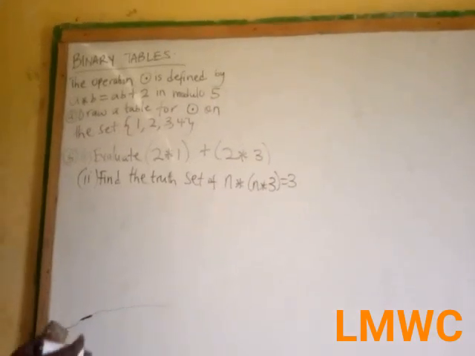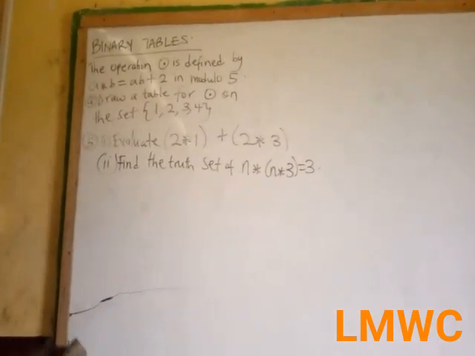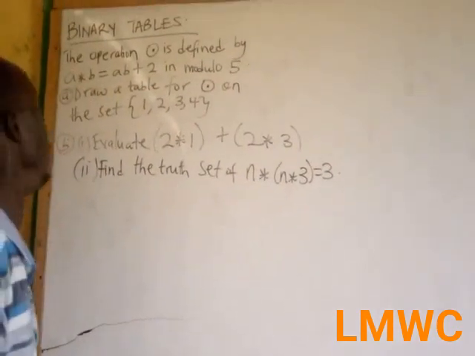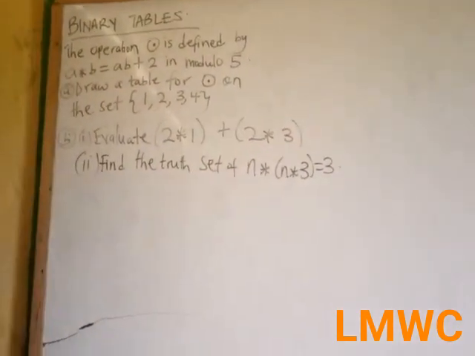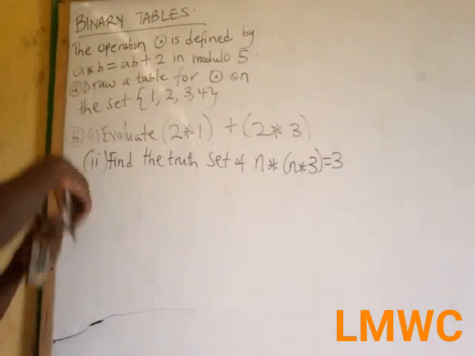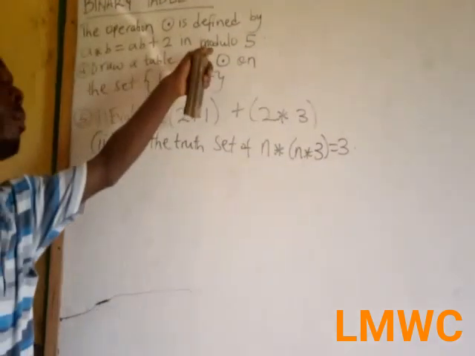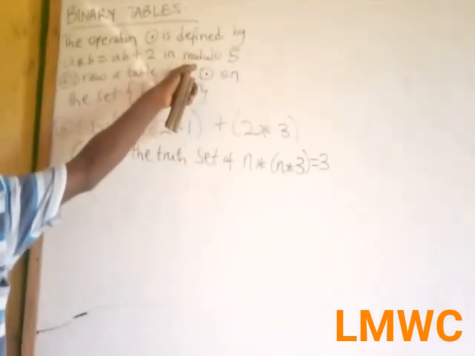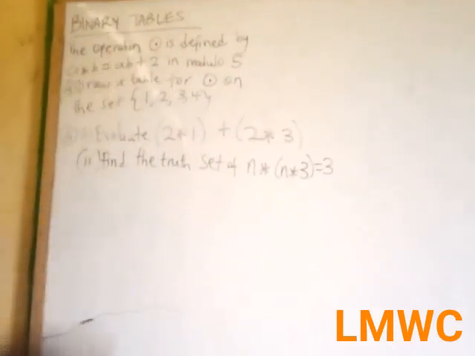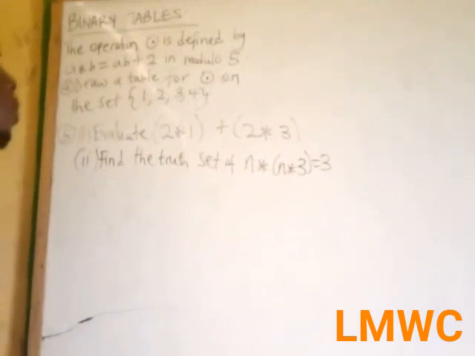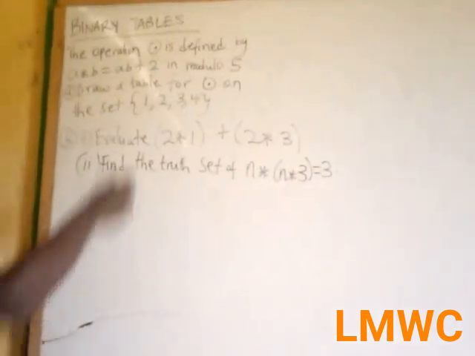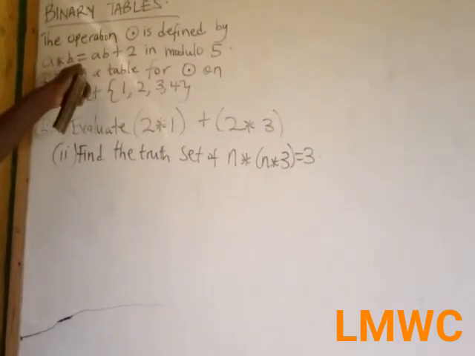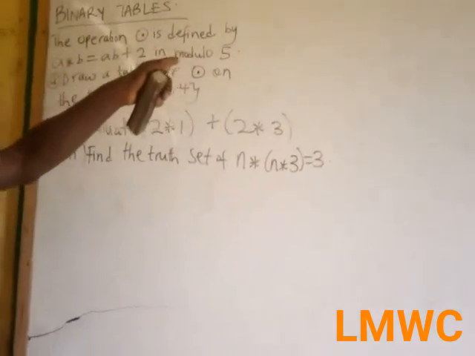Now, this is the last session under binary operation, and this session is binary tables. Under binary tables, we will construct our table and apply modulo. Once we understand modulo, binary tables will be very simple for us. So always in binary operation, they will give you the formula. You see, this time they are giving you one formula.